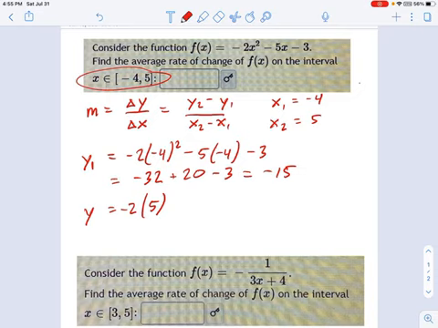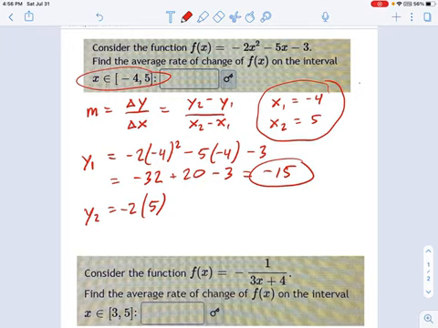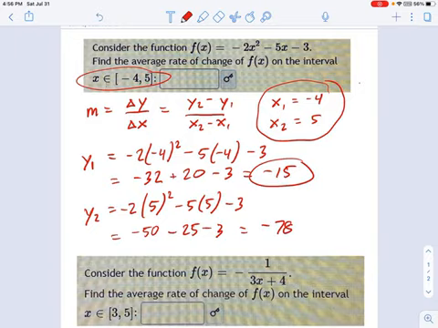Okay, y1 uses the values of x1, which is -4. y2 uses the values of x2, which is 5. So first let's get a marker on these so we don't lose those. Now this is -2 times 5 squared minus 5 times 5 minus 3, which equals, well, now I'm not going to do that in my head. That's getting a little big. -50 minus 25 minus 3, okay, -75, -78 or something like that.